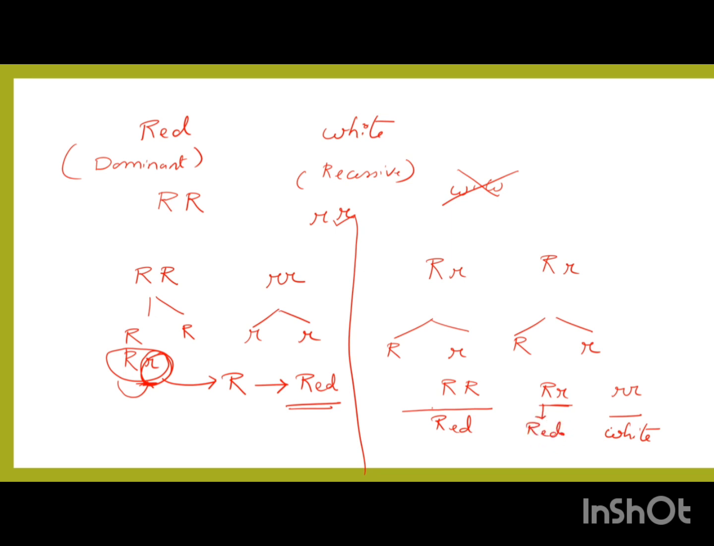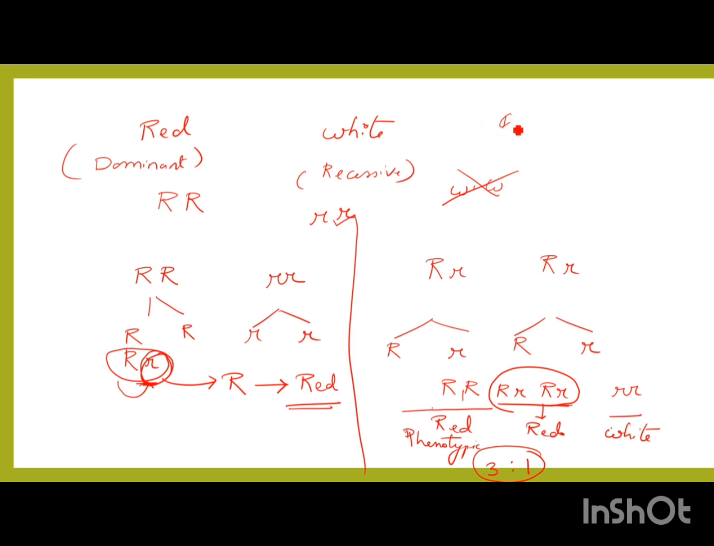So if you calculate the ratio, there will be two small r and one capital R. So the ratio will be 3:1. This is the phenotypic ratio. Remember, phenotype is the expression. These red and white are the expression. So the phenotypic ratio is 3:1.